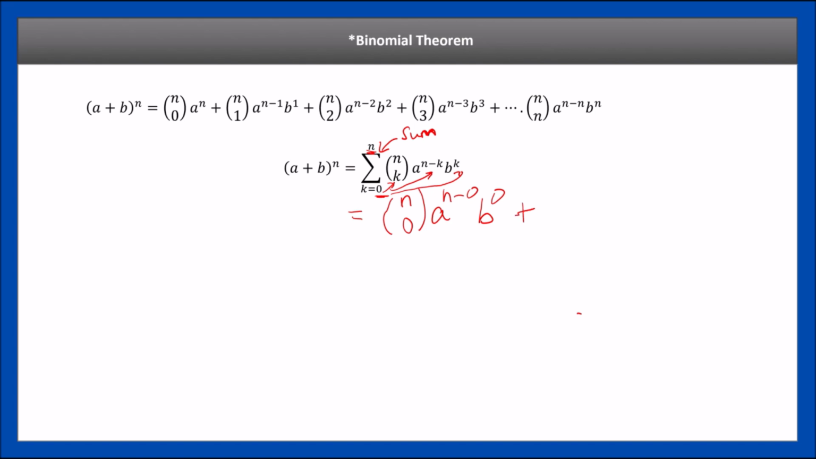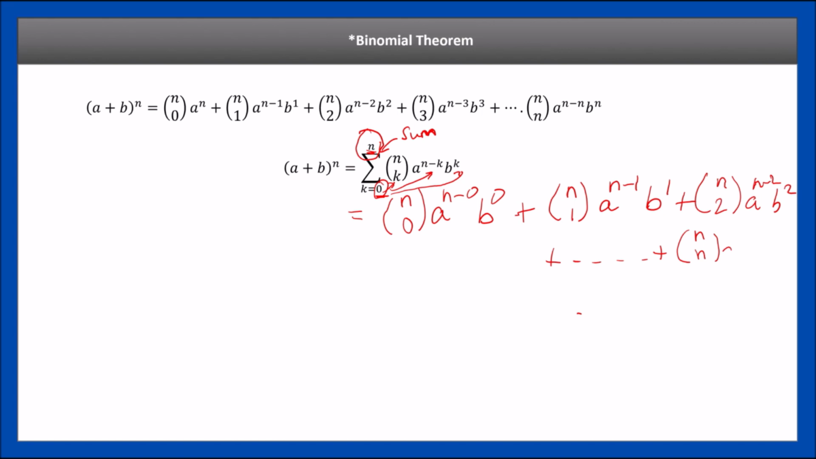Plus, now you're going to do the sum, and now you're going to increase k by 1. So now it's going to be n choose 1, a to the n minus 1, b to the 1, plus, now you're going to increase k to the number 2. And you keep doing this, dot, dot, dot, up until k becomes n. So then you have n choose n, a to the n minus n, b to the n.